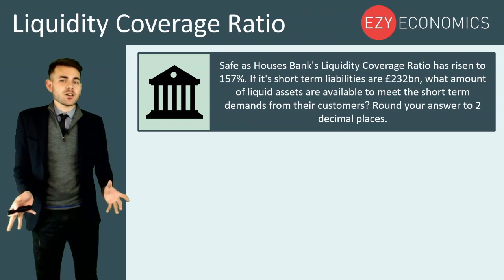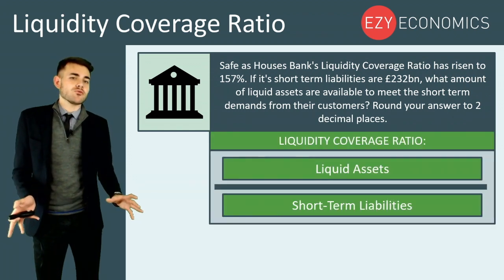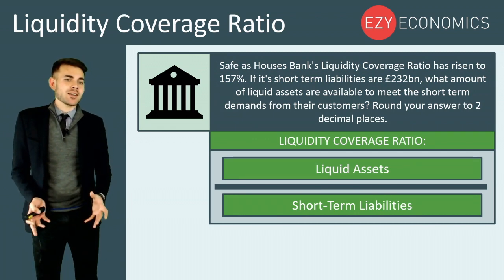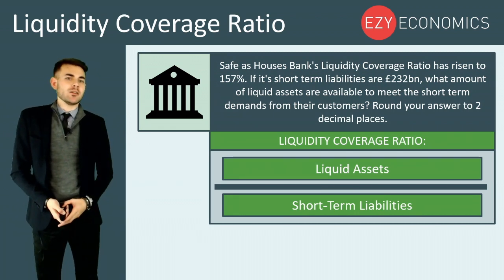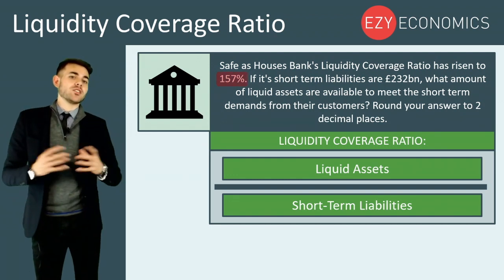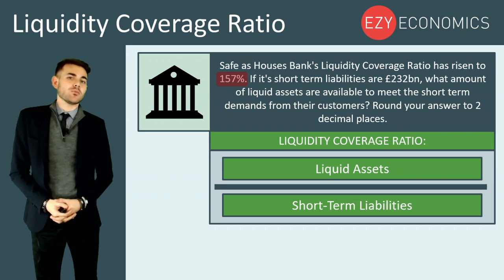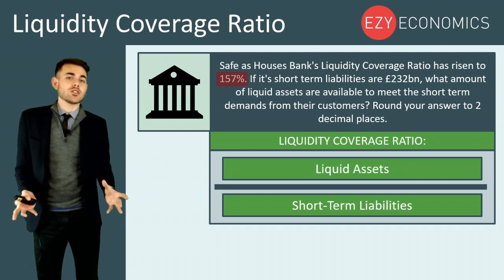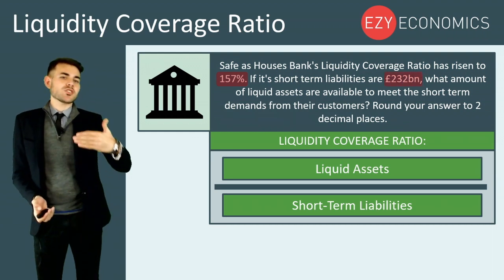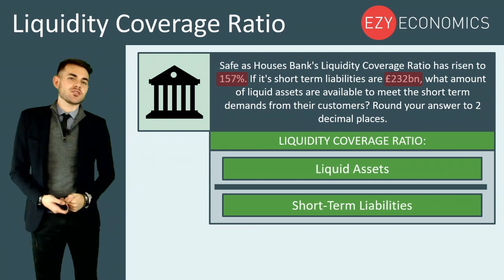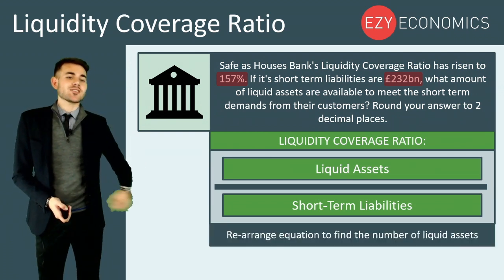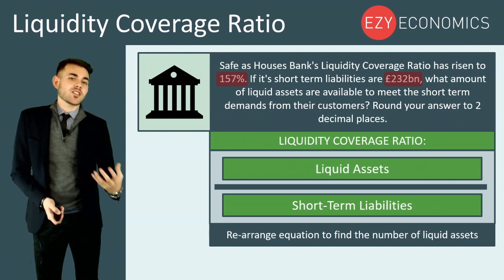Well, first of all, we have to remind ourselves of what the liquidity coverage ratio actually is. It is dividing the liquid assets of the bank by the short-term liabilities. Now, it should become abundantly clear here we're going to be required to rearrange this particular ratio because we know what the liquidity coverage ratio of the bank is, that's 157%, and we also know what the short-term liabilities are, that's £232 billion. What we don't know is this top part here, the liquid assets, which is what the question is asking us to find.